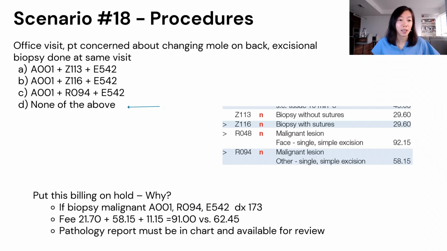So the reason why is this is one case where you might want to set yourself a reminder or a task on your EMR system. If the biopsy comes back as malignant, then you get paid a different amount. So malignant lesion, for instance. So if you hold on to it, then you can bill for a higher amount compared to if you just done the excision and billed it the same day.